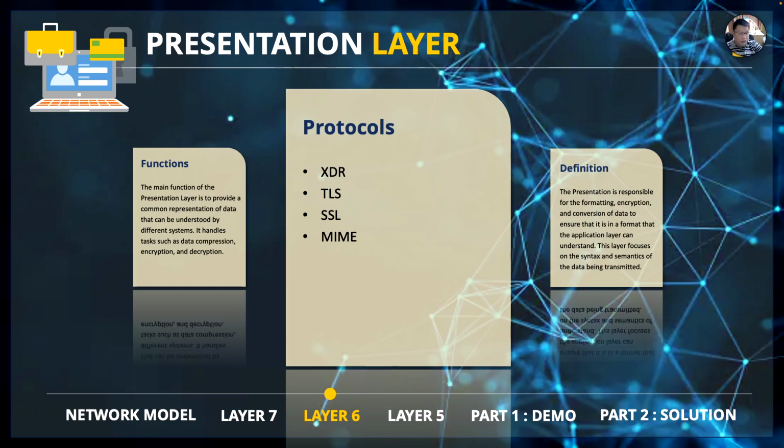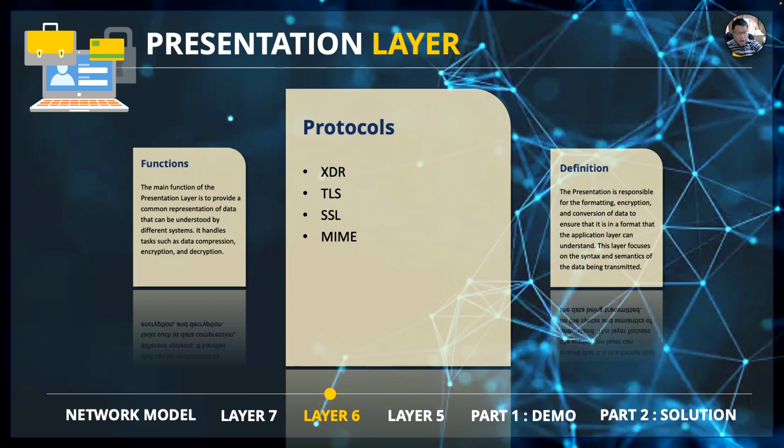XDR is a standard for describing and encoding data in a platform-independent manner. It is used for transferring data between different computer architectures. TLS, Transport Layer Security. TLS is a cryptographic protocol that provides secure communication over the network. It operates at the presentation layer and the transport layer. TLS ensures the confidentiality and integrity of data transmitted between applications.